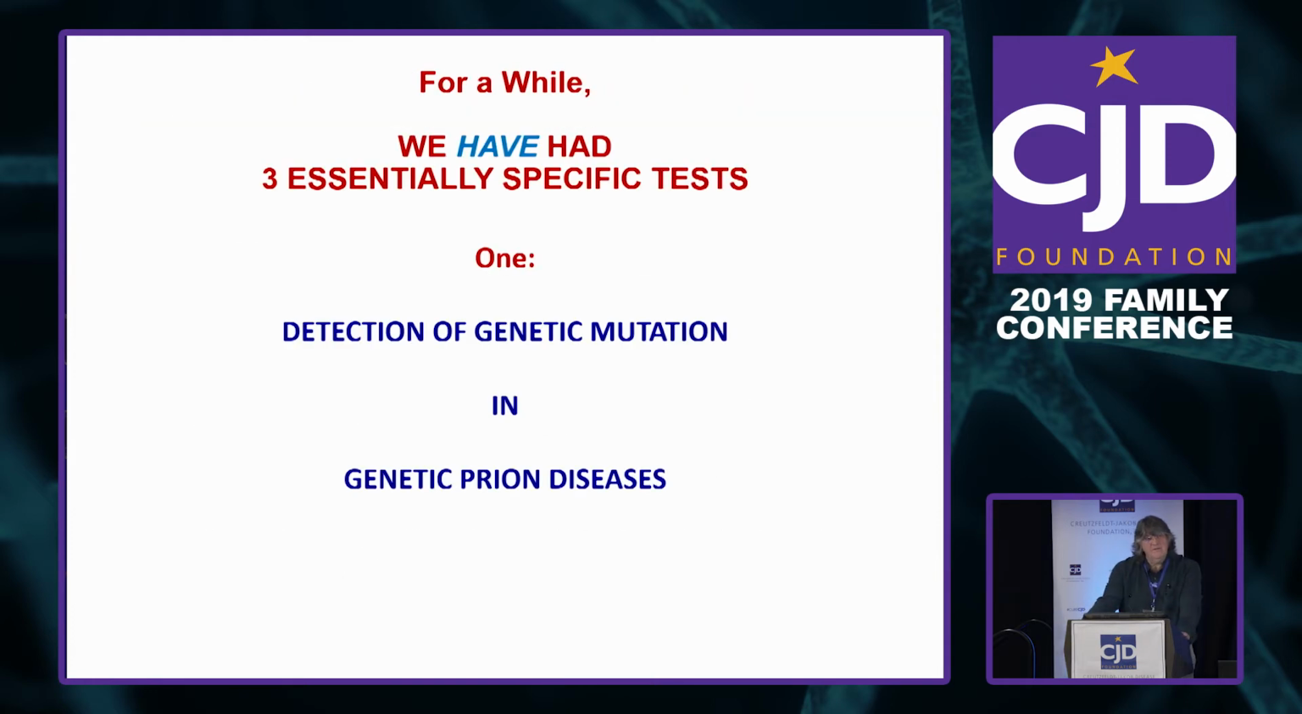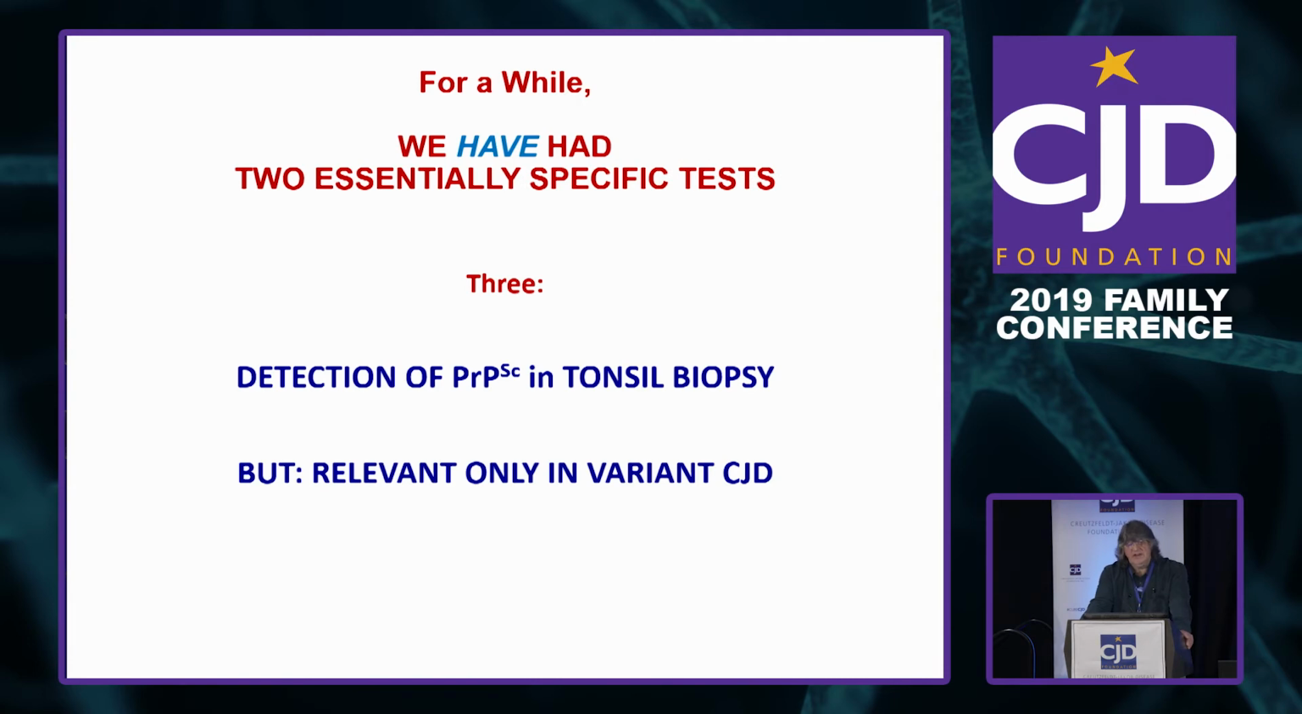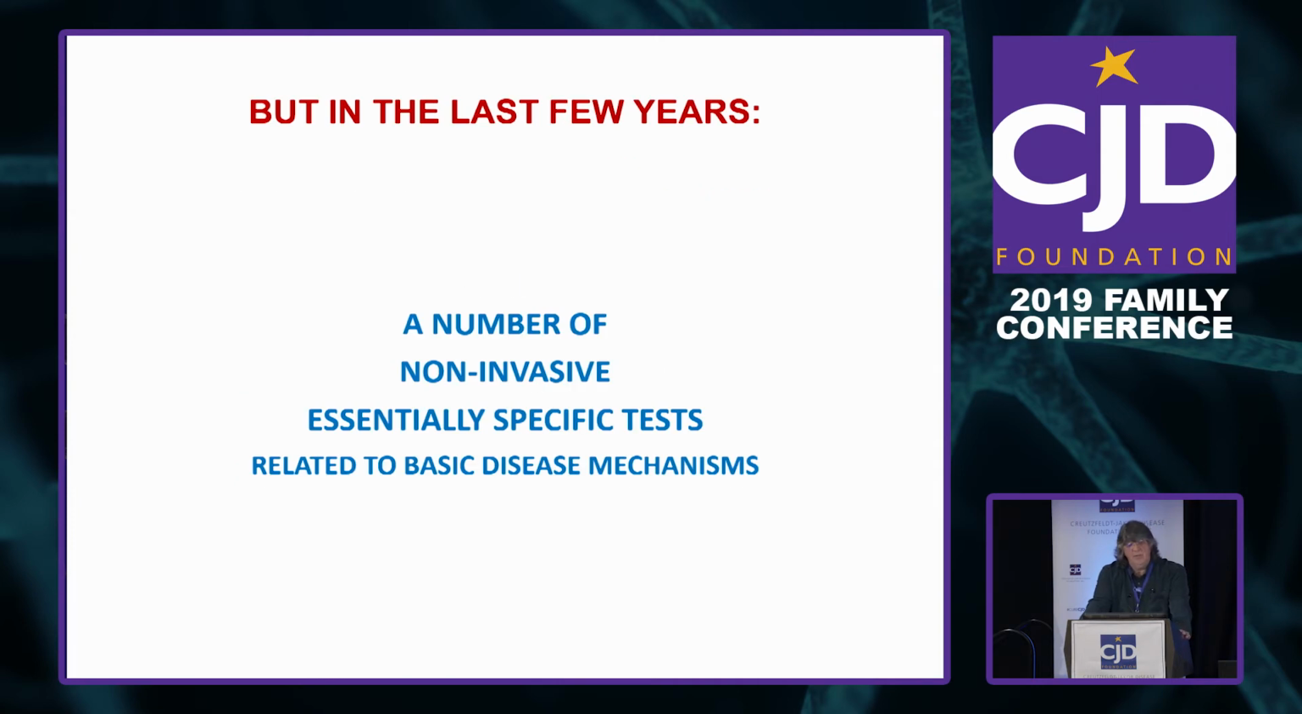And for a while, we have actually had 3 essentially specific tests. 1, detection of genetic mutation in genetic prion disease, which is pretty clear-cut. 2, neuropathological diagnosis, but this requires brain tissue, so it's at autopsy and therefore only after death, if you can get an autopsy, or by brain biopsy, which is not undertaken lightly. And 3, detection of PrPSc, the actual abnormal prion protein in tonsil biopsy, but this is relevant only for variant CJD.